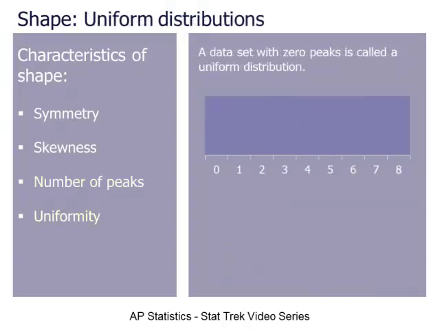A data set with 0 peaks is called a uniform distribution. With a uniform distribution, data is spread equally across the distribution.